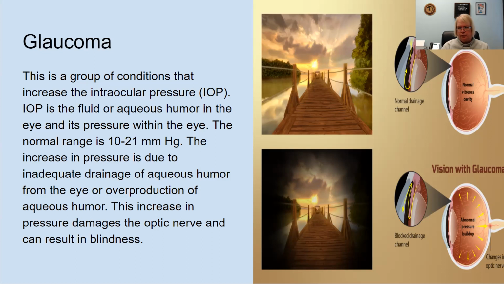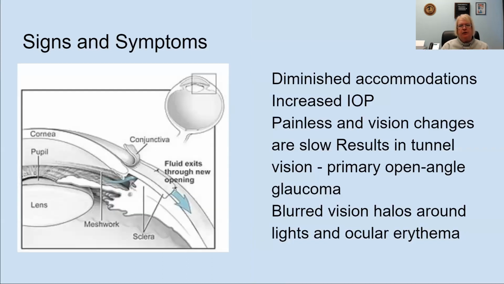So signs and symptoms, they're going to have diminished accommodation. So when an object is close or far away, that accommodation is not going to happen as easily. They're going to have increased ocular pressure. It's going to be painless, with slow vision changes that result in tunnel vision, and that's the primary open angle. The blurred vision, halos around the lights, and the ocular erythema is the other one.